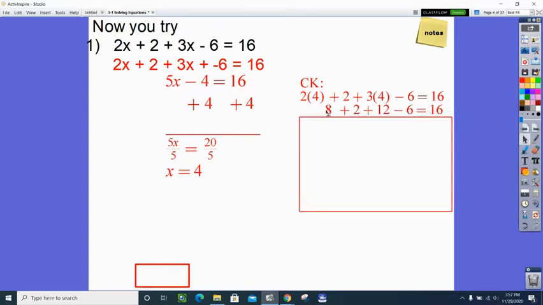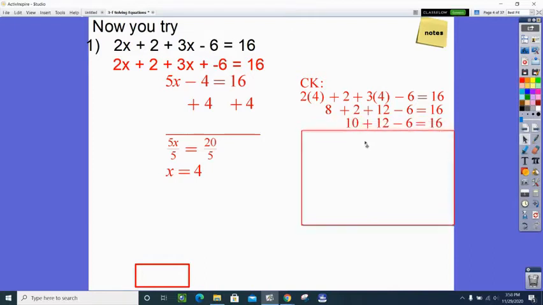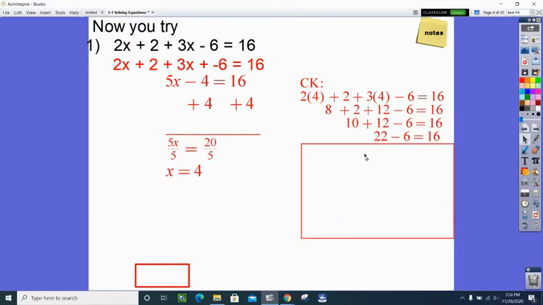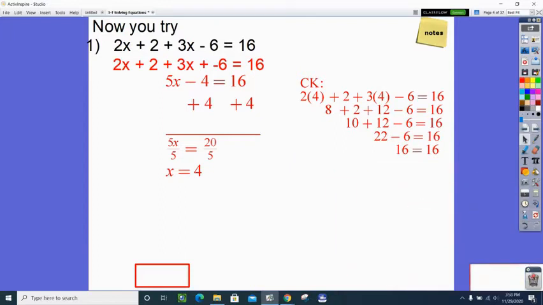There's the 2 times 4, plus 2, plus, there's the 12. And now everything's adding and subtracting, so it's the same rank, so you can just go left to right. 8 plus 2 is 10. 10 plus 12 is 22, and 22 minus 6 gives us the 16 we were hoping for. So x equals 4 is the solution.